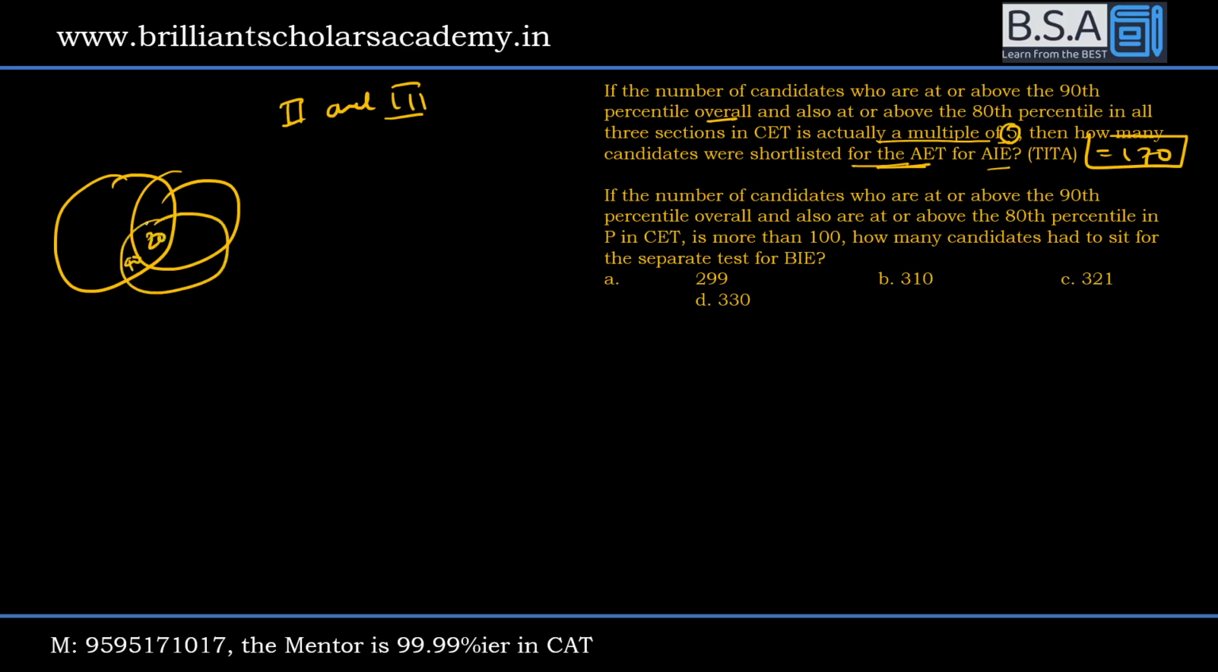This was 20, this was 40, this was 10, this was 100, 10 10 10। वो लोग जो एलिजिबल हैं AET के लिए, AET के लिए एलिजिबल कौन है, जो कम से कम 2 सब्जेक्ट्स में अबव 80 परसेंटाइल है। कम से कम 2 सब्जेक्ट मीन 2 सब्जेक्ट्स एंड 3 सब्जेक्ट्स। If the number of candidates who are at or above 90th percentile overall and are also at or above 80th percentile in P in CET is more than 100, how many candidates had to sit for separate BIE?